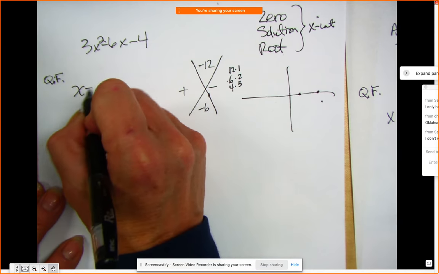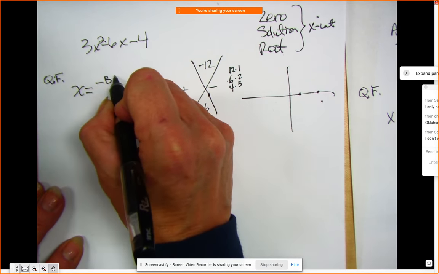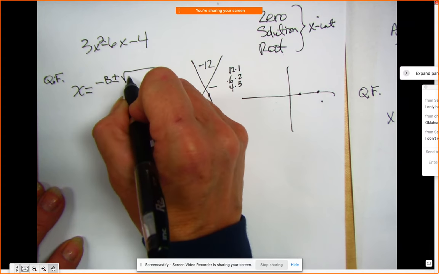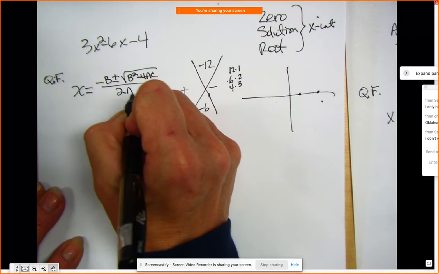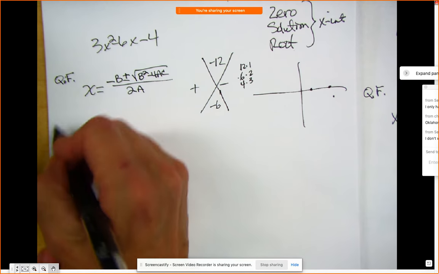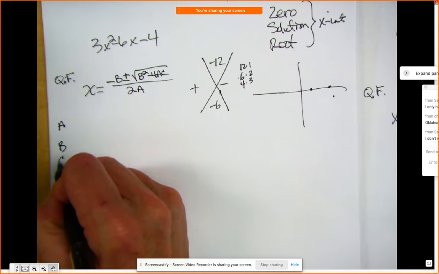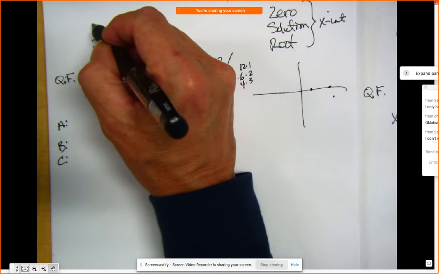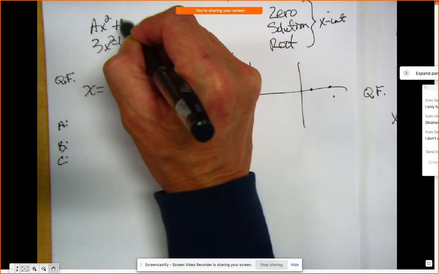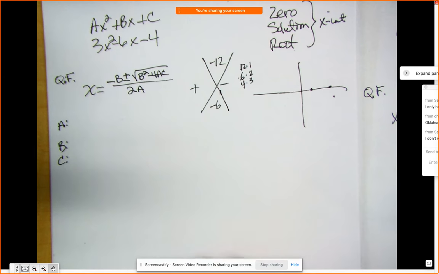Okay, x equals opposite of b, plus or minus square root of b squared minus 4ac divided by 2a. Okay, I want you to write a, b, and c over here. A is just the number in front of the x squared. These are always in the format ax squared plus bx plus c.